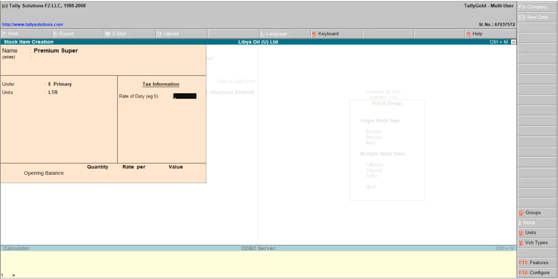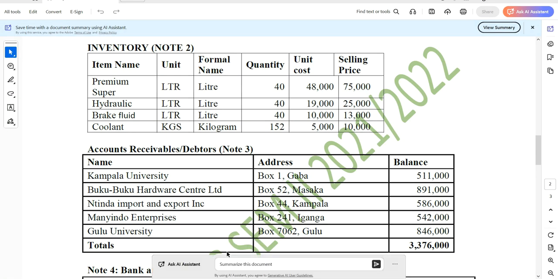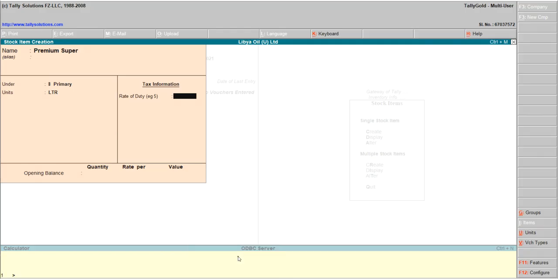Now, when looking at this information, you'll see that on the inventory note, you're given the unit cost as well as the selling price. And what does this mean? It means that we have to allow standard rates for our stock items. We have to set standard rates for our stock items. That option is not here, so we have to configure it.